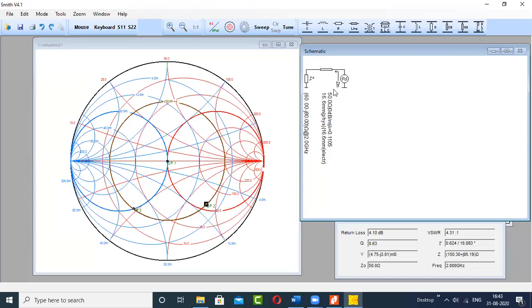So what we are doing actually, we are adding a stub between this load and the generator at a particular distance from the load side, so that this load of 60 minus j80 will appear as 50 ohm. To whom is it going to appear as 50 ohm? To the generator. So the final purpose of the stub is to convert this 60 minus j80 into 50.